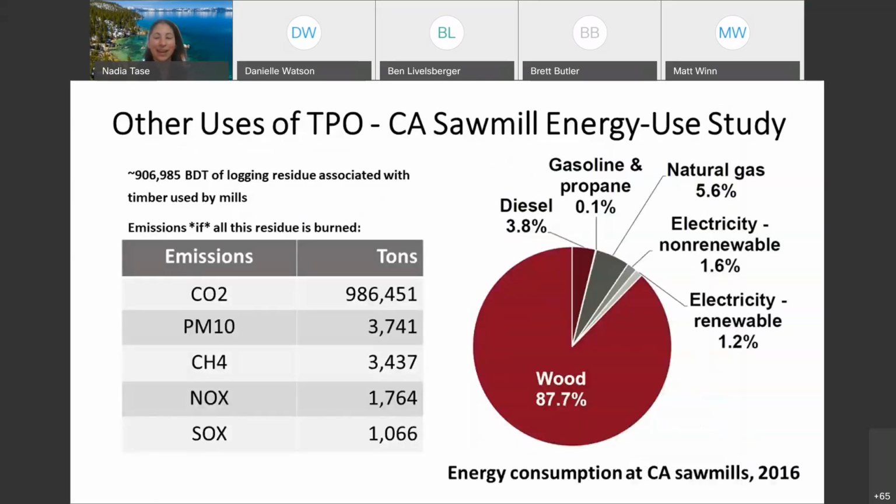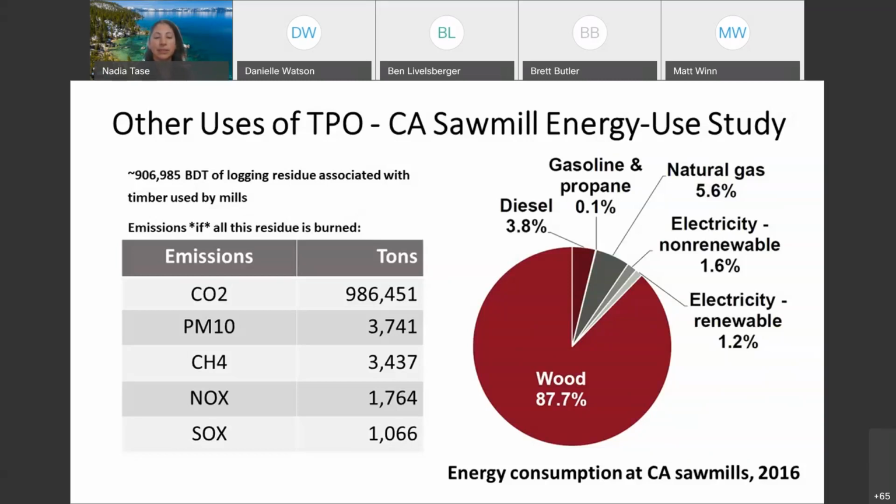We've also done a sawmill energy use study, and that was completed with an additional questionnaire added onto our 2016 sawmill census. It's really nice because we can get the energy profile of our sawmill industry, and we can see that the majority of their energy is coming from wood, and we can calculate the associated CO2 emissions with that. Of the sawmill CO2 emissions, 92% came from wood, with fossil fuels making up approximately 8% of the emissions.